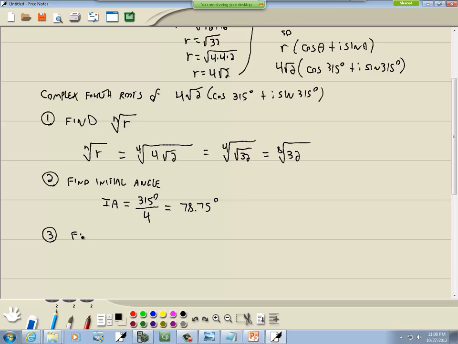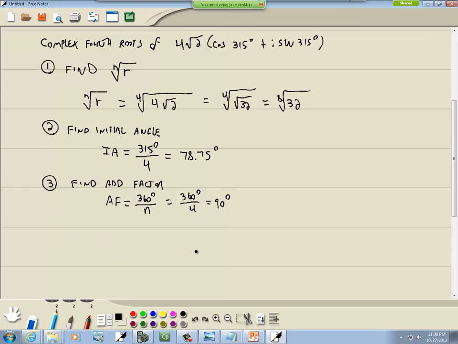Now we'll find our add factor, and I'll call that AF. Our add factor, we take 360 degrees, it's always 360, divide by our n. So we take 360 divided by 4, and that gives us 90 degrees. Now we're going to use these to write down our answers. Now the fourth roots means we're going to have 4 answers.